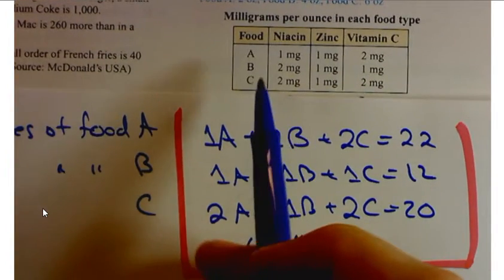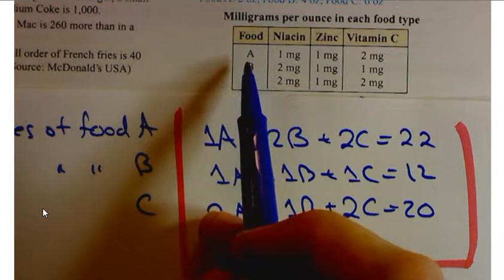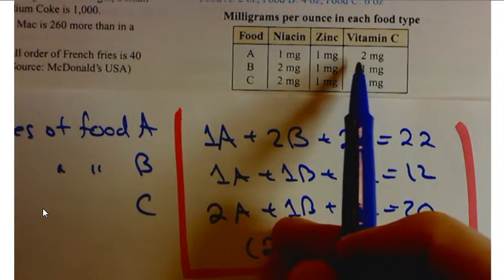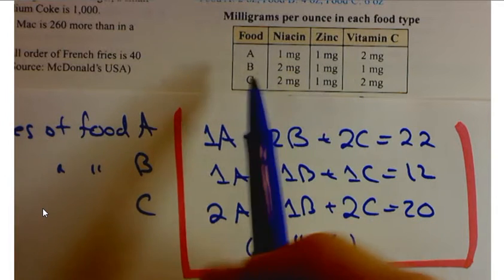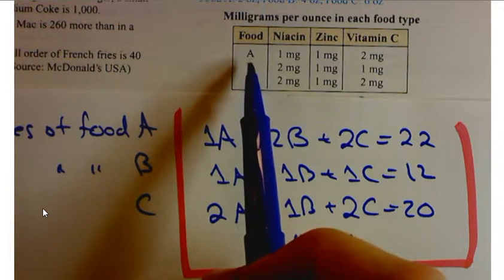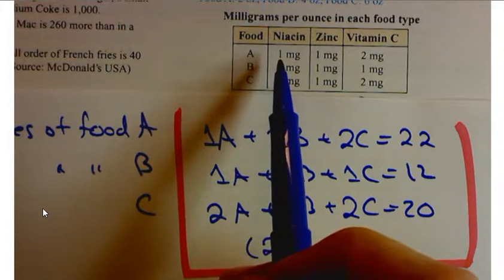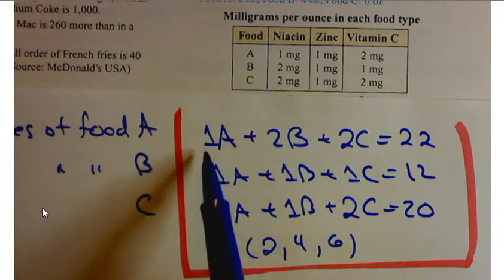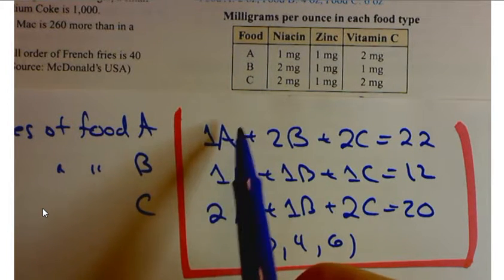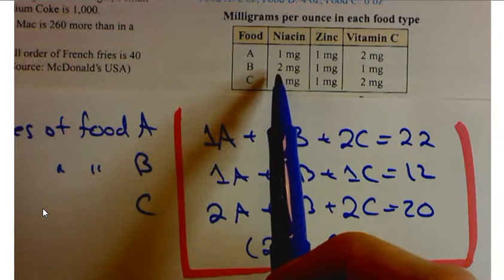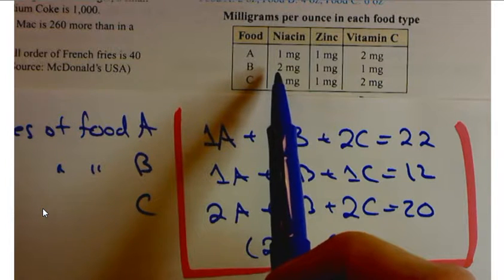From this table, for each ounce of food A I eat, I get, say, 2 milligrams of C, 1 milligram of niacin, etc. Now, this was all given to us, so I don't know how many ounces I'm going to have in my final solution, but for every one of them, I have 1 times the number of ounces will give me the number of milligrams of niacin. For food group B, I get 2 milligrams per serving, or per ounce. So 2 times the number of ounces.